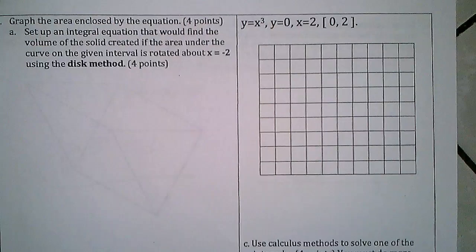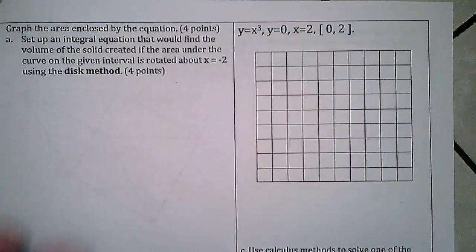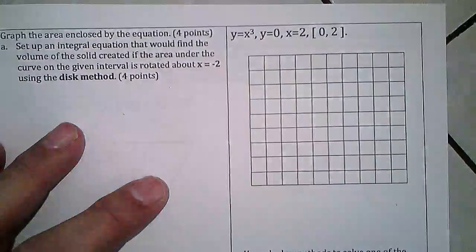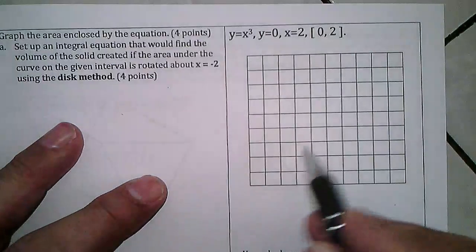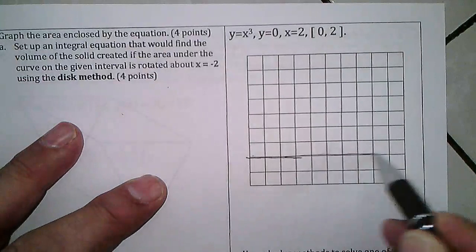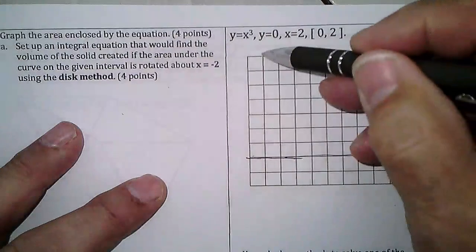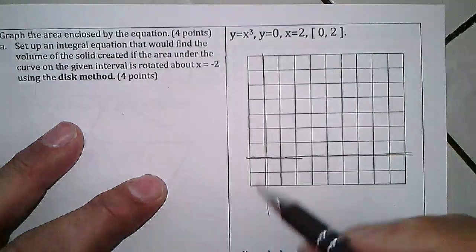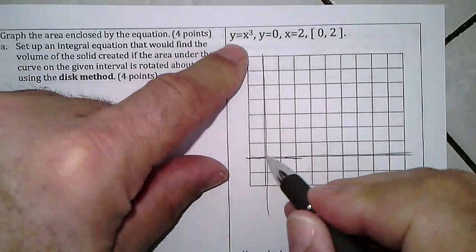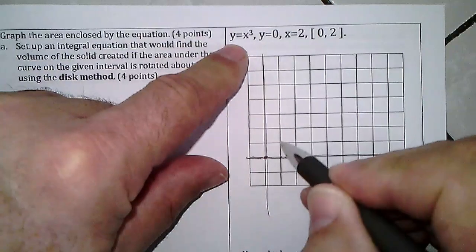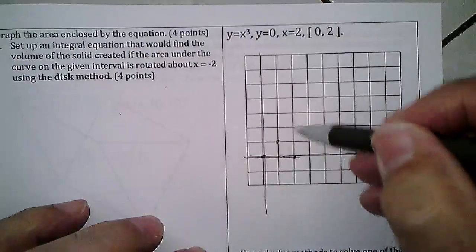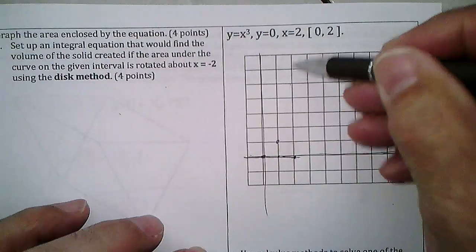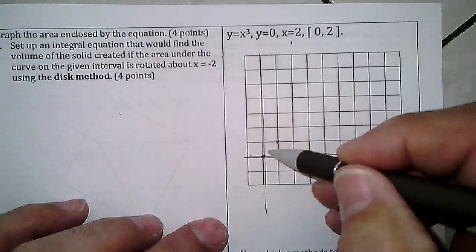Number 5. First, we're supposed to graph these. And we're doing it from 0 to 2, so I'll just make that in the first quadrant here. X cubed, 0 cubed is 0, 1 cubed is 1, and 2 cubed is 8. 1, 2, 3, 4, 5, 6, 7, 8.